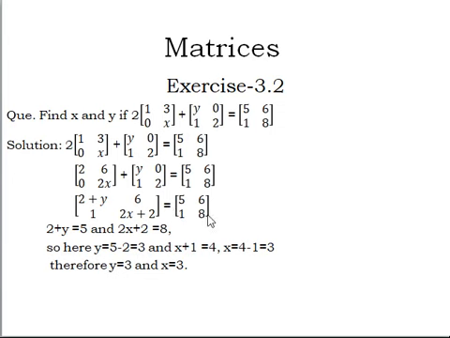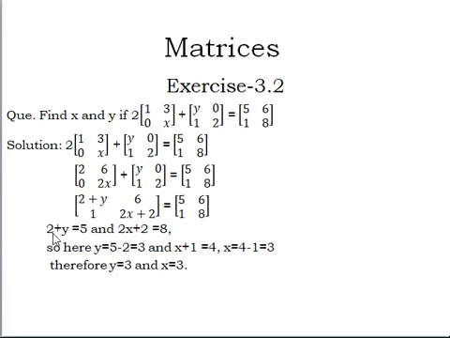This is equal to [5 6 1 8]. So now 2 plus y equals 5 and 2x plus 2 equals 8. When equating these two matrices, because these two are equal matrices of the same order, we can equate all the elements. So 2 plus y equals 5 and 2x plus 2 equals 8.